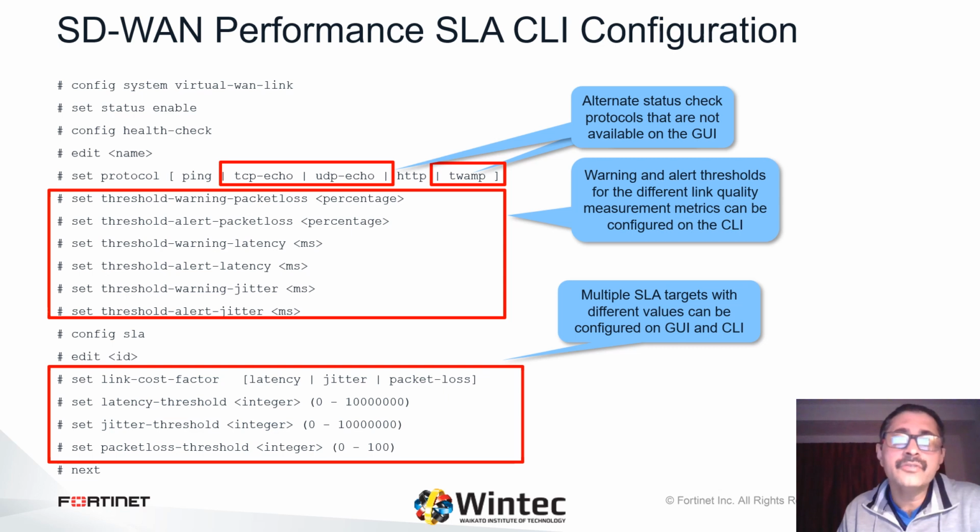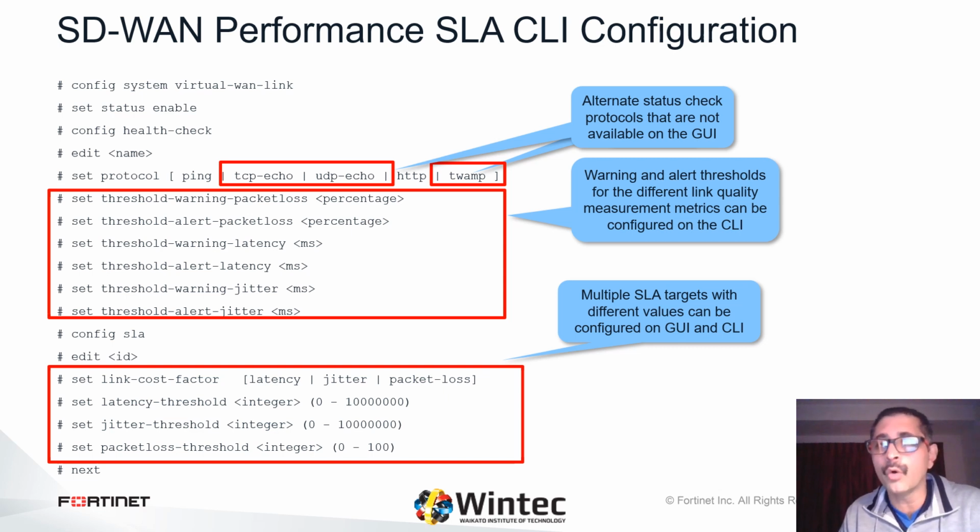The CLI commands for configuring performance SLAs provide more options. The TCP echo, UDP echo, and TWAMP options are only available on the CLI, as I had mentioned 2 slides earlier. These options provide different methods of measuring round-trip network performance between any 2 devices that support them. There are other CLI only options that are available based only on the performance SLA protocol that you choose.